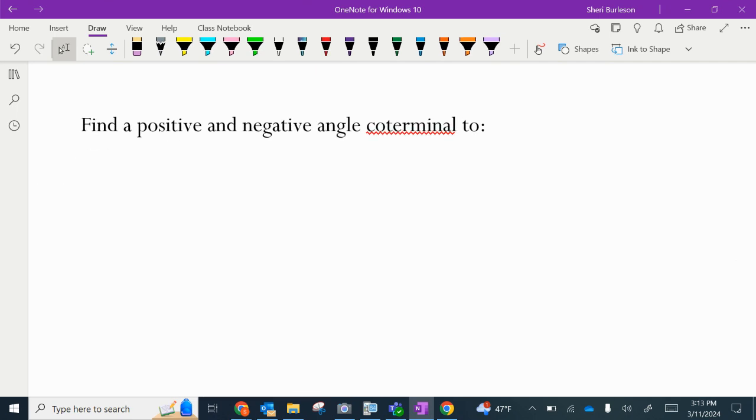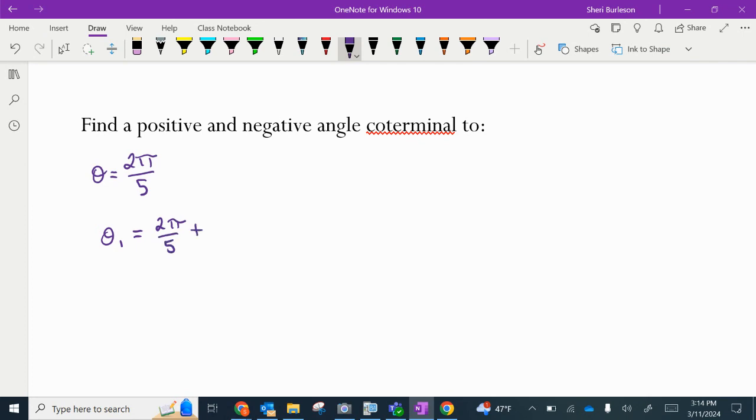So, coterminal angles have the same initial side and the same terminal side, and they differ by a whole number of revolutions, correct? So if I gave you 2 pi over 5 and I said, let's call this theta, I wanted you to give me a positive and a negative angle that is coterminal to 2 pi over 5, let's do the positive one first.